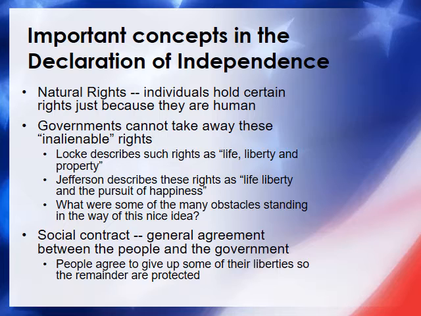But the concept of natural rights challenged that, right? That people hold certain rights just because they're a person, they're human. And the idea that governments can't take away these rights. In fact, the idea that governments work for people as opposed to people working for the government. So Locke described these rights as life, liberty, and property. Jefferson largely plagiarized this and described these rights as life, liberty, and the pursuit of happiness, which has a nice ring to it.